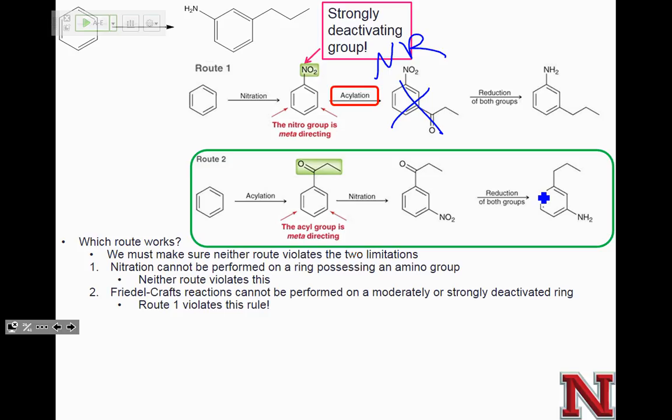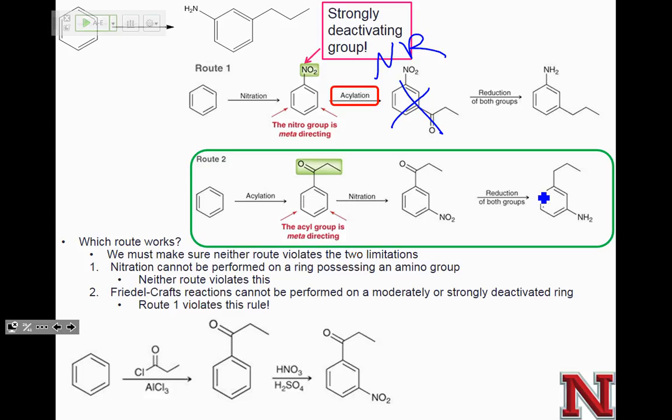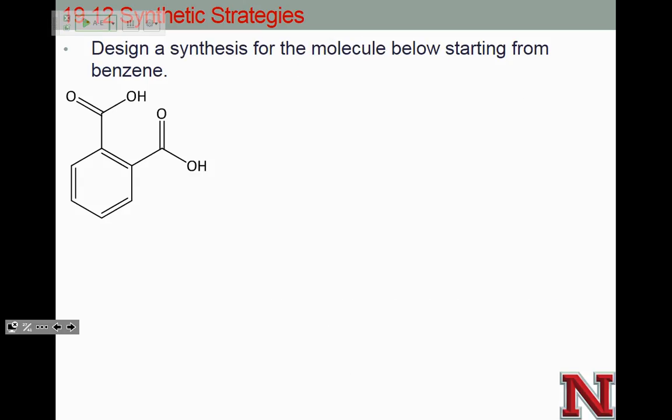And of course, we're just going to have to use conditions strong enough to reduce both of those. So we'll do our acylation, followed by our nitration, which is going to put it in the meta position, followed by the stronger reaction, so we can reduce both our acyl group and our NH2 group.